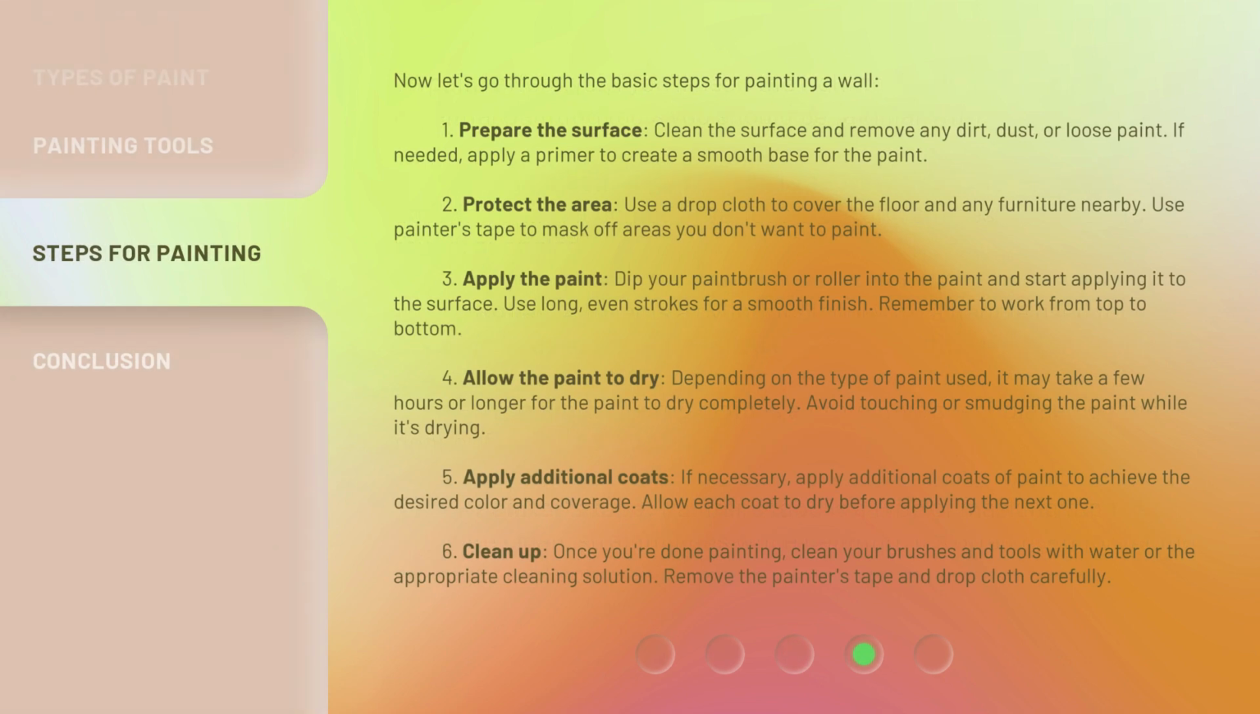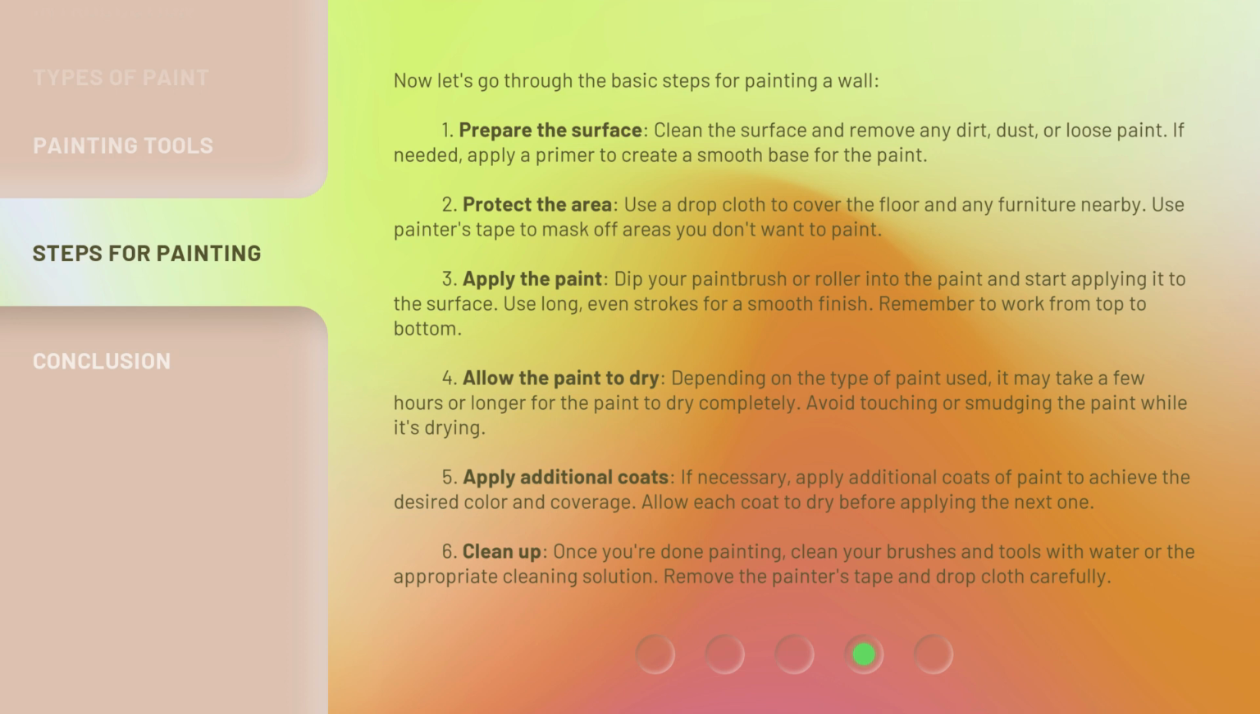Now let's go through the basic steps for painting a wall. 1. Prepare the surface. Clean the surface and remove any dirt, dust, or loose paint. If needed, apply a primer to create a smooth base for the paint. 2. Protect the area. Use a drop cloth to cover the floor and any furniture nearby. Use painter's tape to mask off areas you don't want to paint.